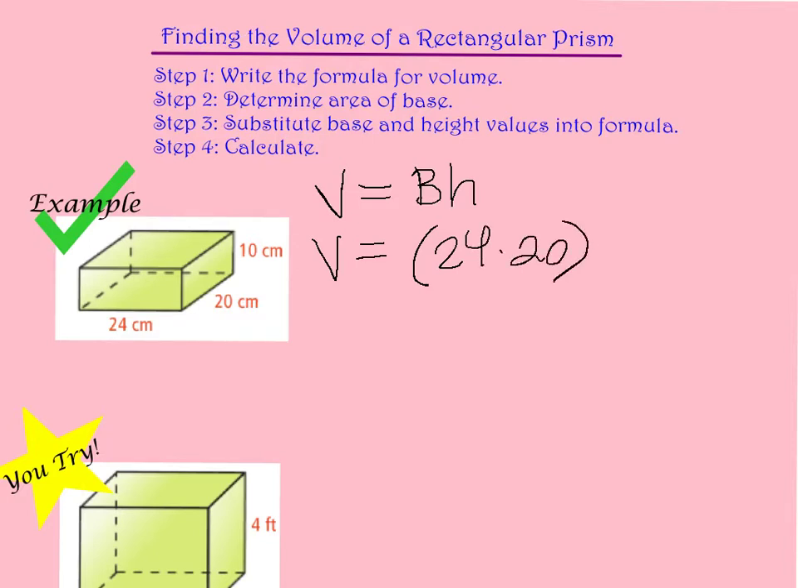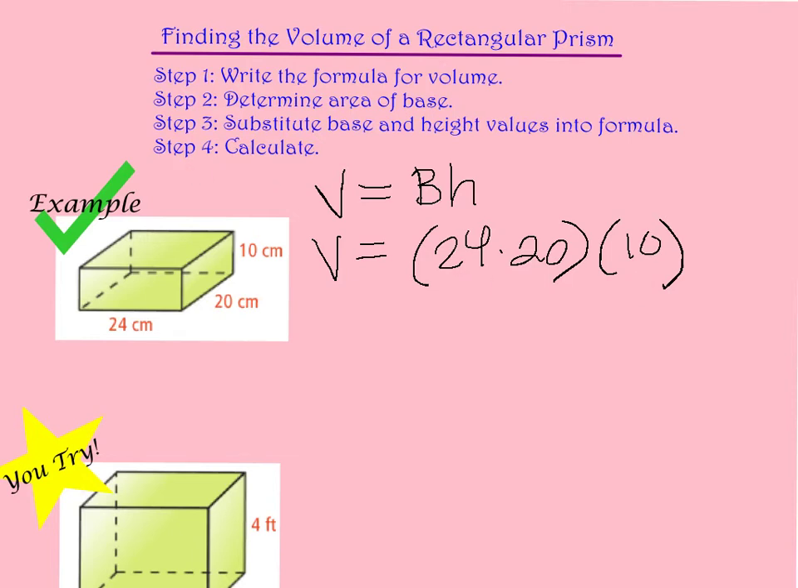And then times my height. Well, if 24 and 20 is my base, then from bottom base to top base, the height refers to your altitude. My altitude here is 10. So times 10. So I just did step 2 and step 3. Step 2 was determine the area of the base. Well, that's whatever 24 times 20 is. And substitute base and height values into formula. So I just did that.